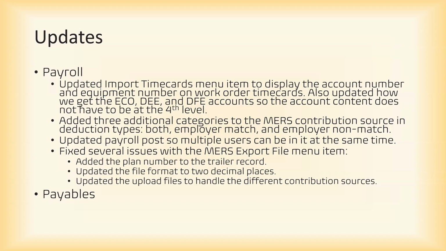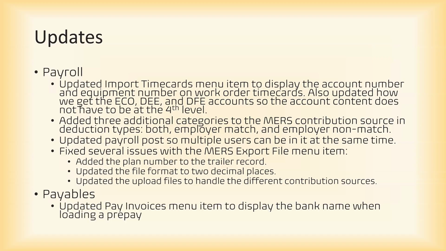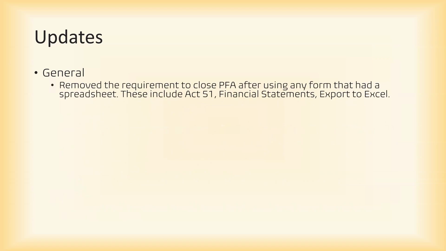Then in payables, we updated the pay invoice menu to display the bank name when you're loading a prepay. It's just another little quick thing so that you know what's going on in payables. It doesn't really make much change, but we wanted to cover it. In general, we were able to work with our vendor and fix the memory issue we were having when displaying an Excel spreadsheet. So the 3 places in Pro Fund Accounting, Act 51, financial statements, and export to Excel no longer have that warning and no longer kick you out after they're done.